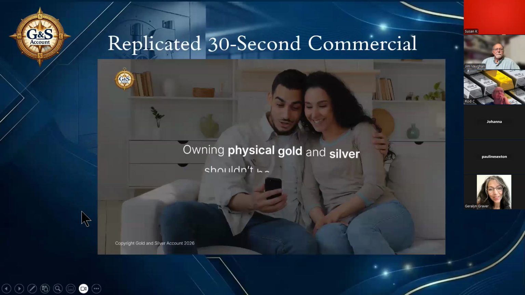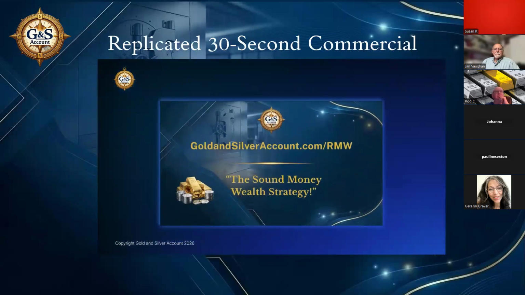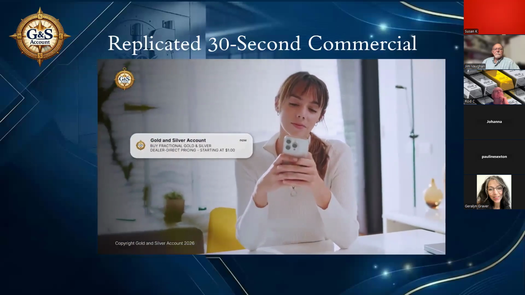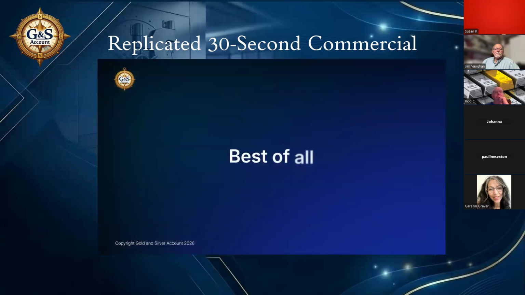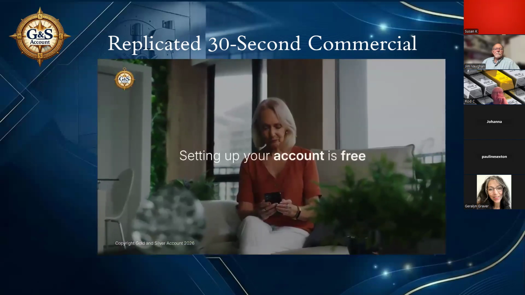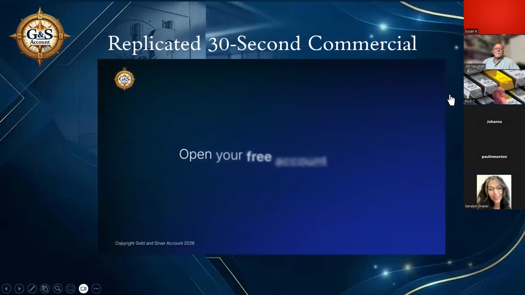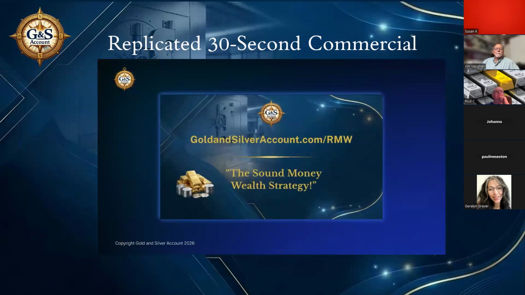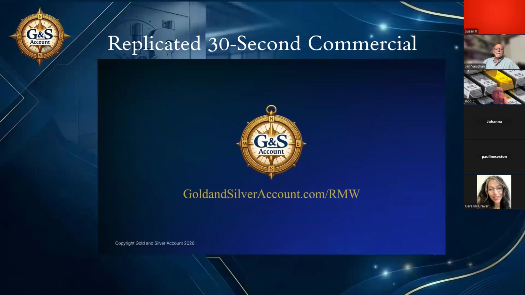Owning physical gold and silver shouldn't be out of reach. At goldandsilveraccount.com/RMW, anyone can start buying fractional gold and silver at dealer direct prices for as little as $1. Best of all, setting up your account is free. Thousands are discovering a smarter way to stack every day. Open your free account today at goldandsilveraccount.com/RMW.